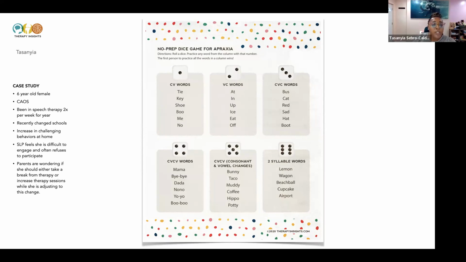So this piece includes some CV words, VC words, CVC words, CVCV words, and two-syllable words. I think it's just a good activity that the family can carry over at home. I'm really big on carrying over therapy at home, especially for something like apraxia of speech, because sometimes people just think there's going to be an overnight change.